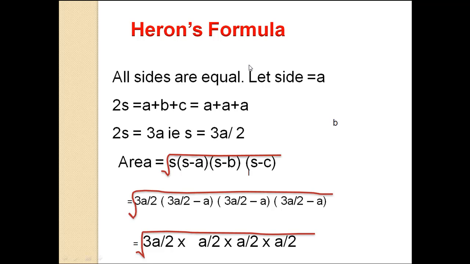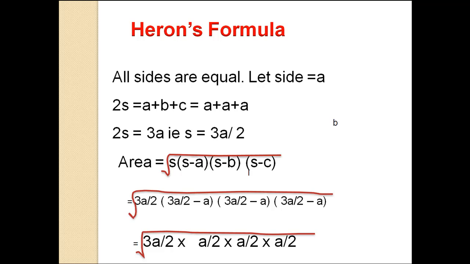All sides are equal. Let side equal to a. 2s equal to a plus b plus c, that is a plus a plus a. 2s equal to 3a, s equal to 3a by 2. Area equal to square root of s into (s minus a) into (s minus b) into (s minus c). That is square root of 3a by 2 into (3a by 2 minus a) into (3a by 2 minus a) into (3a by 2 minus a).